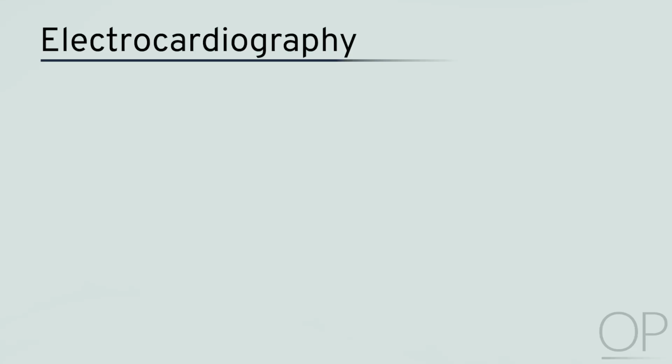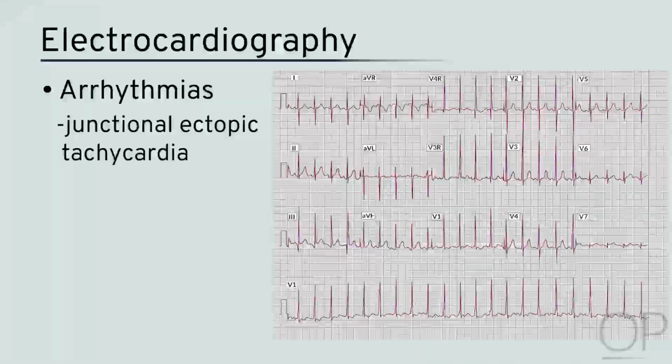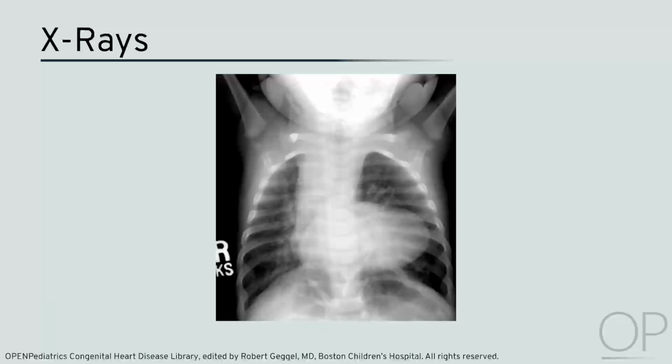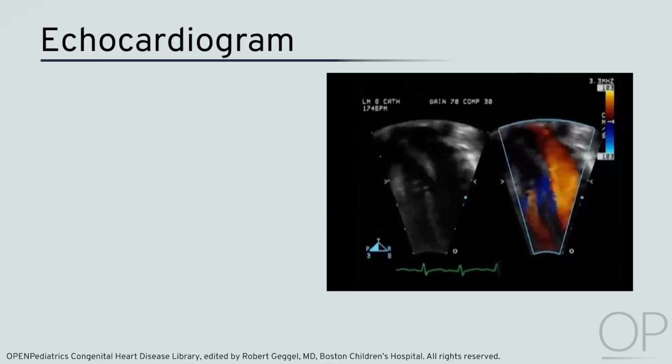Maintaining a baseline ECG is a routine practice preoperatively. Arrhythmias are not expected with unrepaired tetralogy of Fallot preoperatively, but are quite common after repair. One example is junctional ectopic tachycardia. Chest and abdominal X-rays are typically obtained and can provide some insight to the pulmonary status, heart size, and location of the aortic arch. The preoperative transthoracic echo will define the details of the cardiac defect.